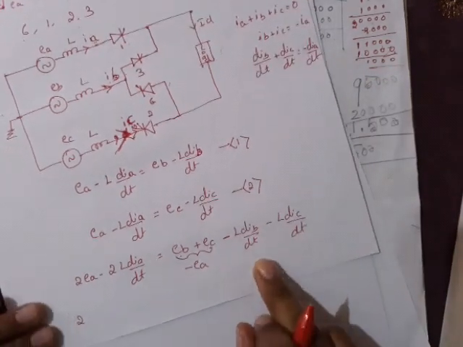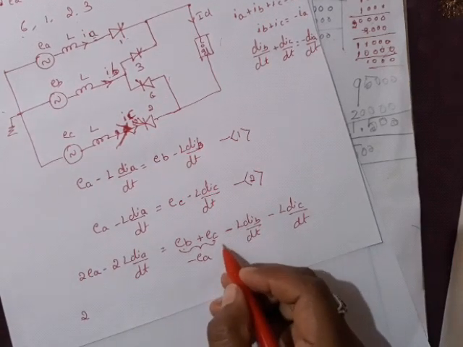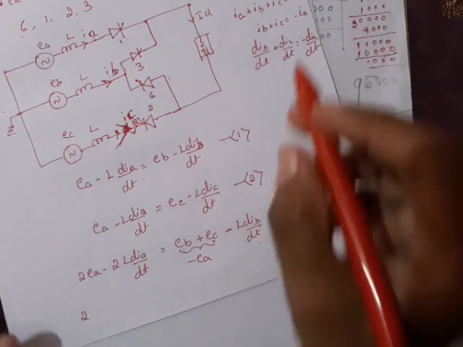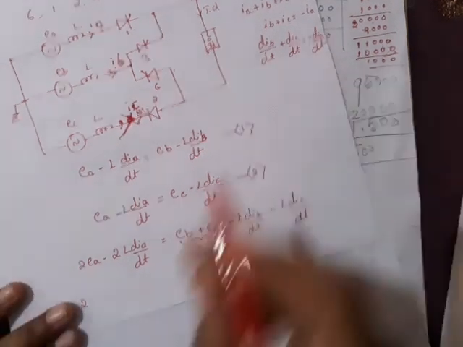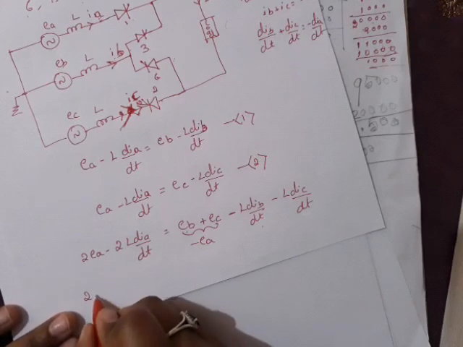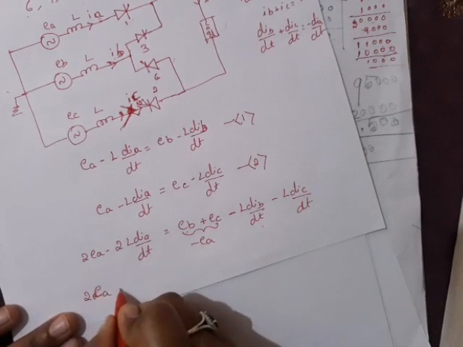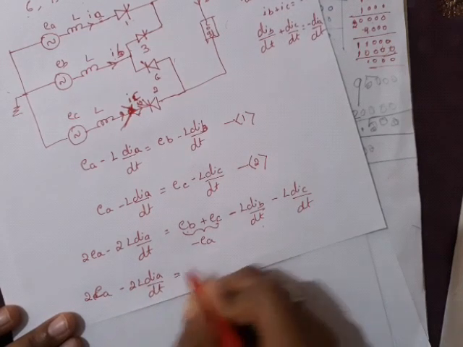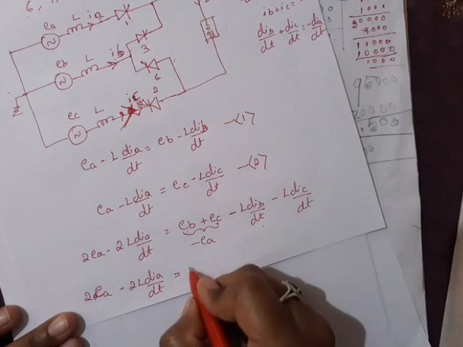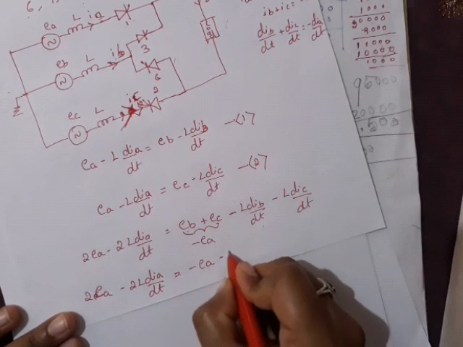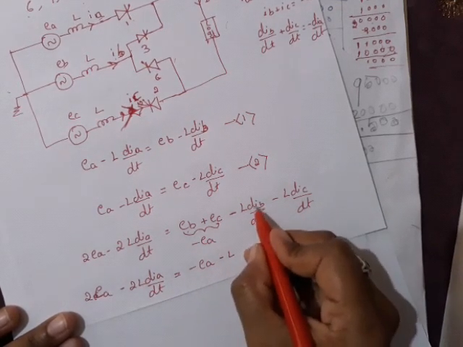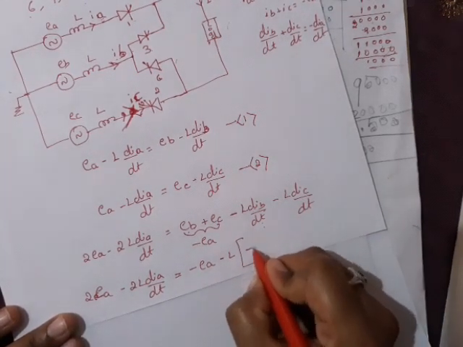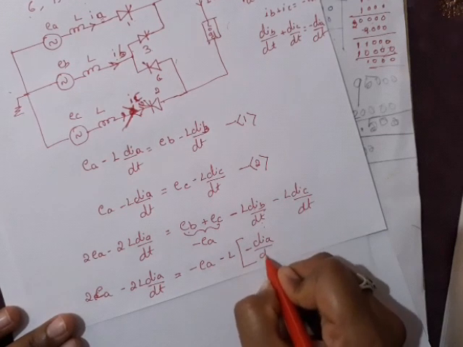Just substitute here. If we take minus L outside, it will become dIB by dt plus dIC by dt, which is equal to minus dIA by dt. So 2EA minus 2 times L into dIA by dt is equal to minus EA minus L, I'll take outside. Remaining is dIB by dt plus dIC by dt, minus L into minus dIA by dt.